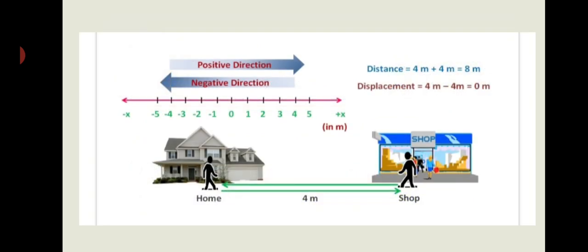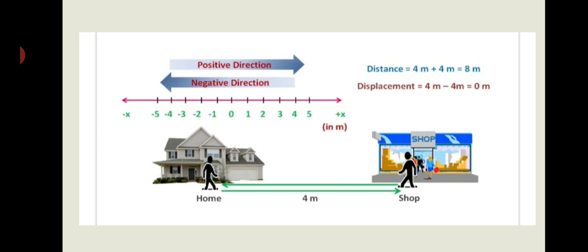Second example, a person goes to a supermarket and returns home. He travels 4 meter up to the supermarket and returns to his home the same distance, that is 4 meter. Therefore, the total distance he covers is 4 meter for going plus 4 meter for returning, that is the total distance covered is 8 meter.